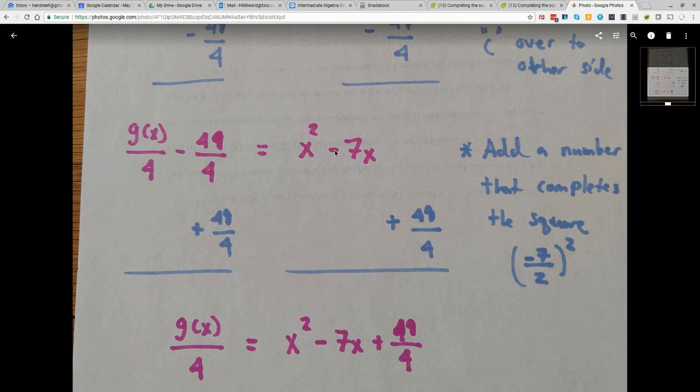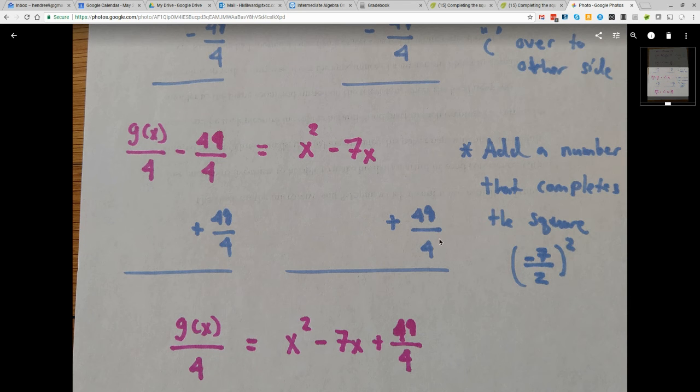We're luckier if this is a number divisible by 2, but here it's not. It's an odd number. But the process is still the same. You'll just have to get a little fractional. So I'm just going to take negative 7. I'm going to divide it by 2, and then I'm going to square the result. And so that ends up being 49 over 4.